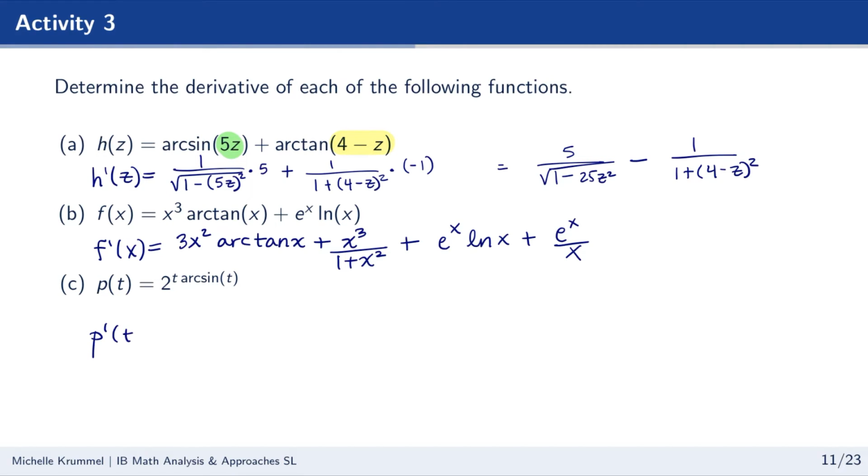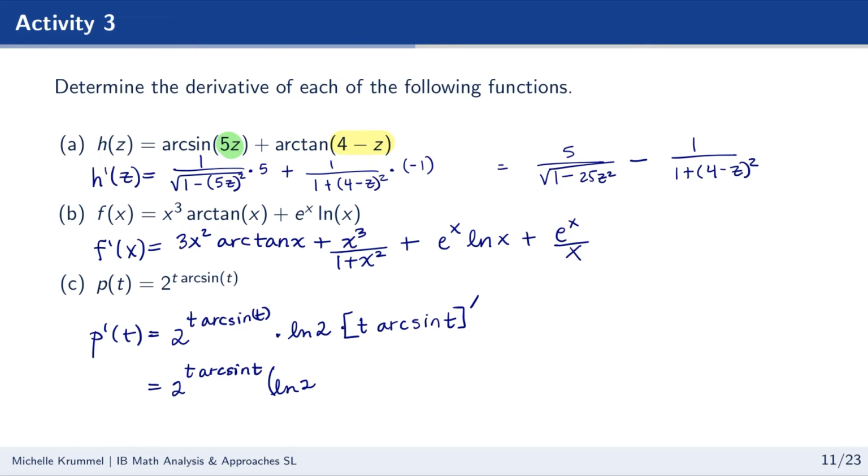So p prime of t. And we're using chain rule. So the outer function is 2 to the power stuff. The derivative is going to be 2 to the power stuff times the natural log of 2 times the derivative of the stuff. And now that's a lot to keep straight, so I'm going to just write down the work that I still need to do. T arc sine t, I need to take the derivative of that. All right, so it's 2 to the power t arc sine t times the natural log of 2. I don't know the best way to write that.